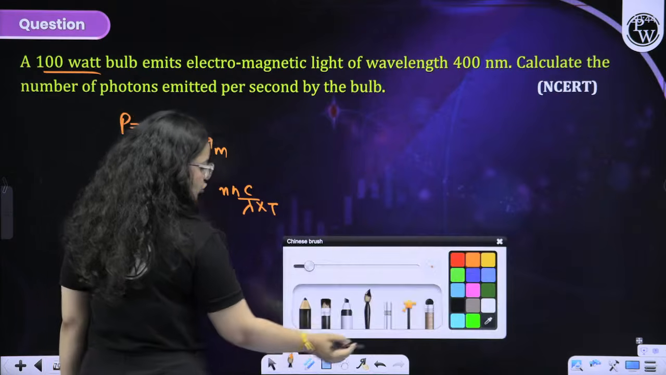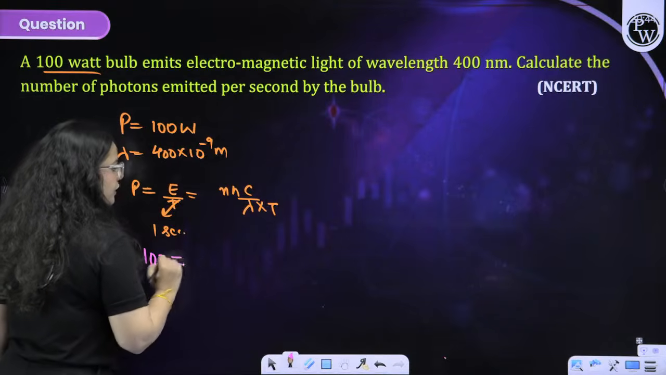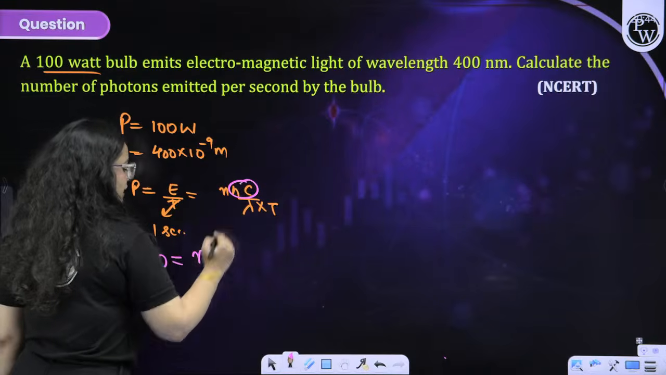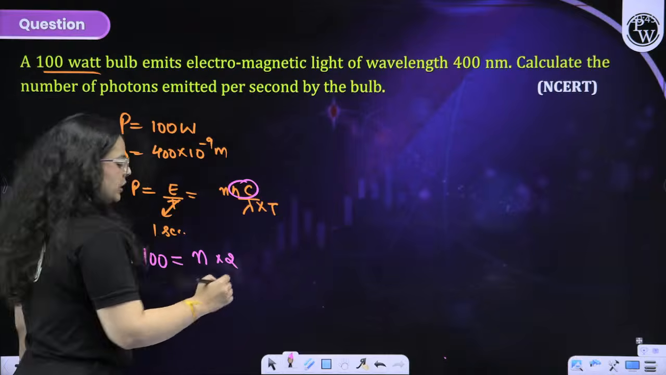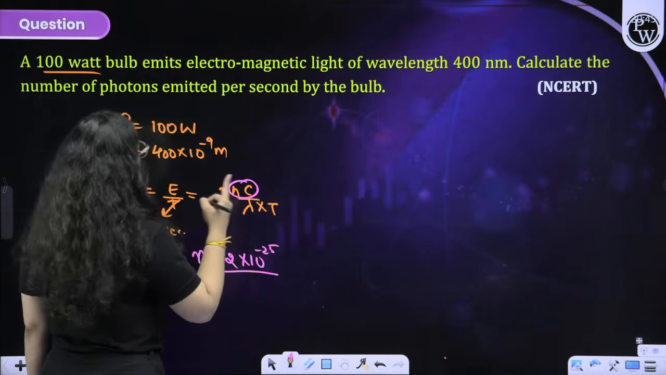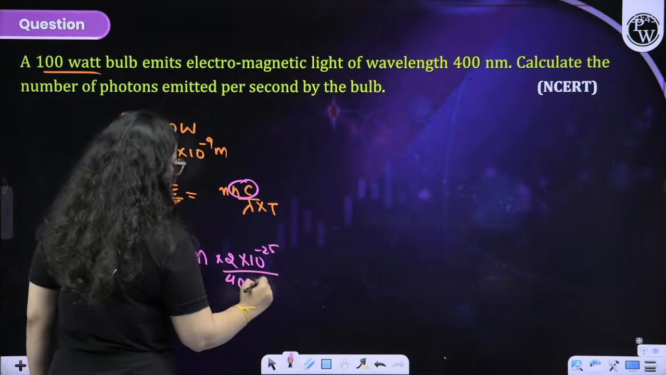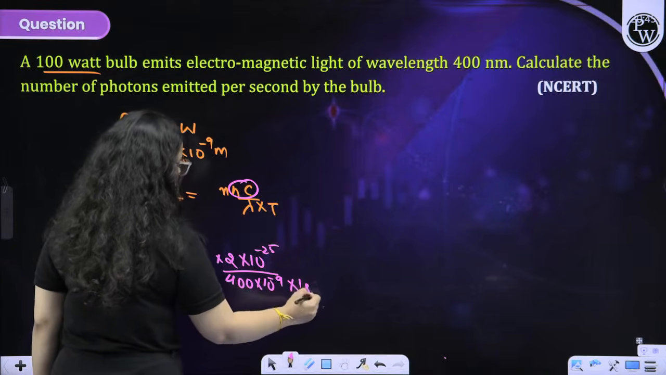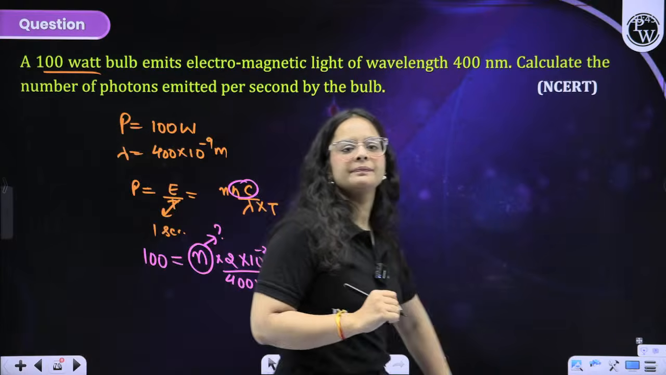So you just have to put in the formula of power, a 100 watt bulb given to you, and calculate the number of photons. In place of hc, simply write 2 into 10 raised to the minus 25. Lambda given to you is 400 into 10 raised to the power minus 9, and time is 1 second. Just solve and find the value of n. As simple as that.